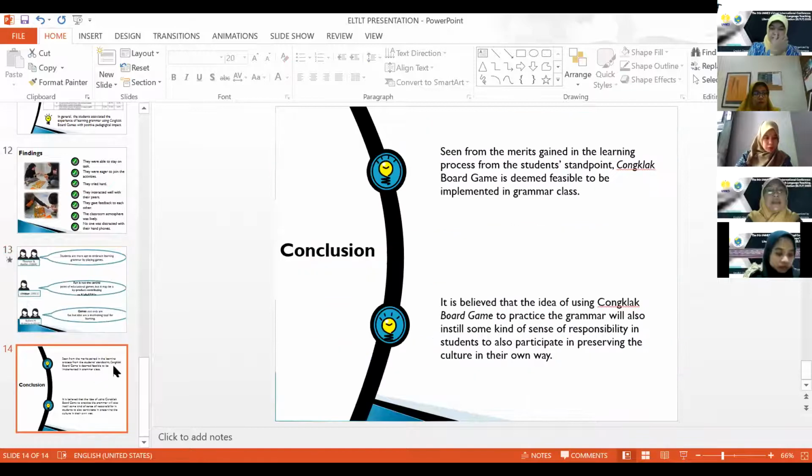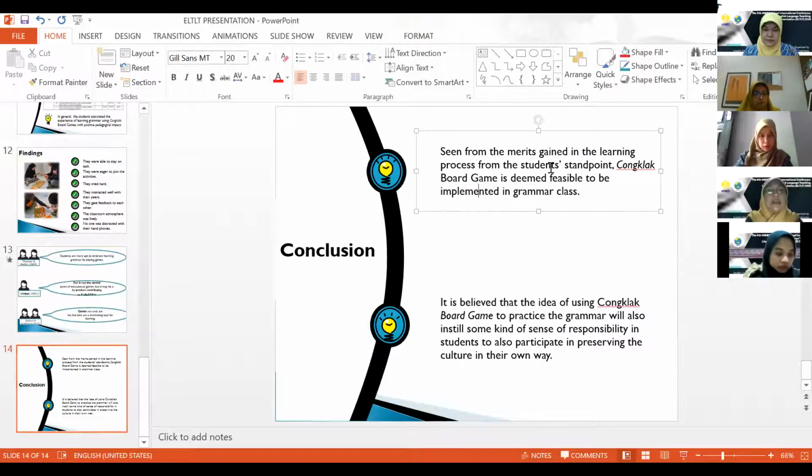Okay, I will wrap it up with some conclusions. Seen from the merits gained in the learning process from the student standpoint, the Chongklak board game is deemed feasible to be implemented in grammar class. And the second one, I believe that using the Chongklak board game to practice grammar will also instill a sense of responsibility in students to participate in preserving the culture in their own way.